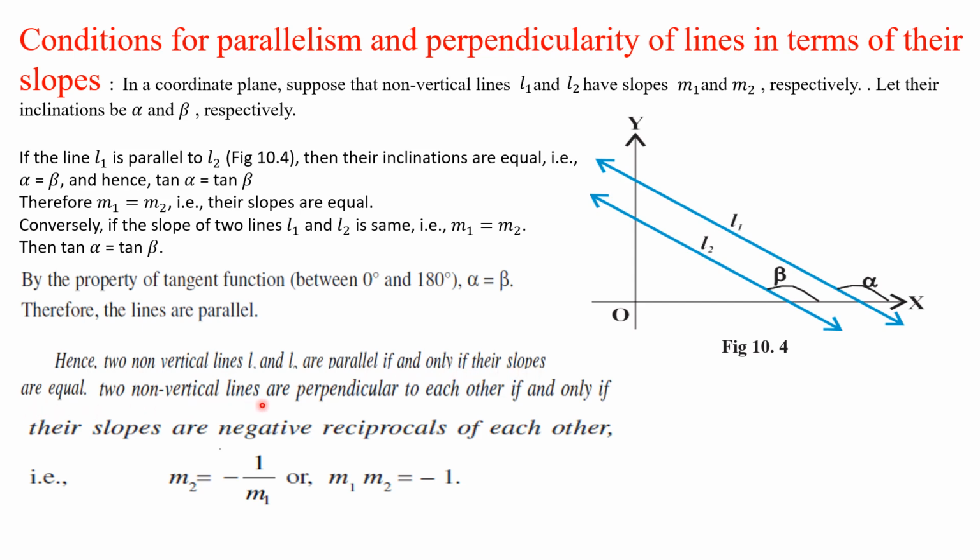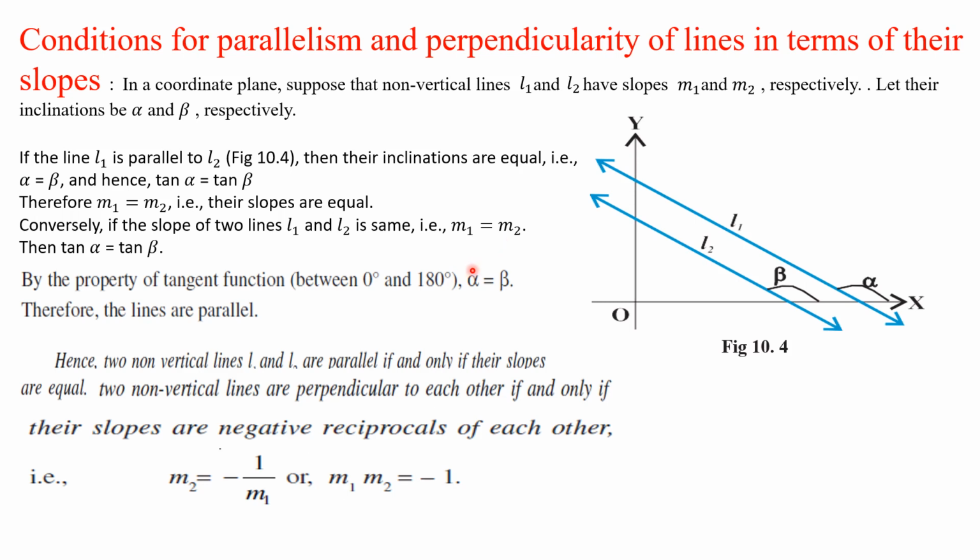2 non-vertical lines are perpendicular to each other. This is the second condition. If and only if their slopes are negative reciprocals of each other. So, M1 into M2 is equal to -1. This is a condition for two lines to be perpendicular to each other. This is the condition for the two lines to be parallel to each other.